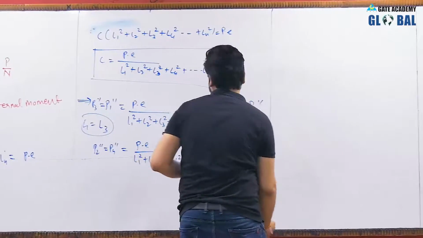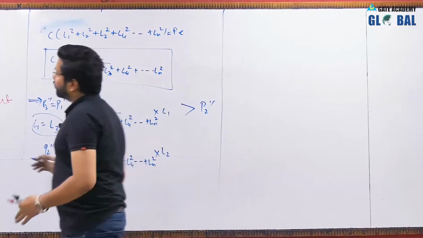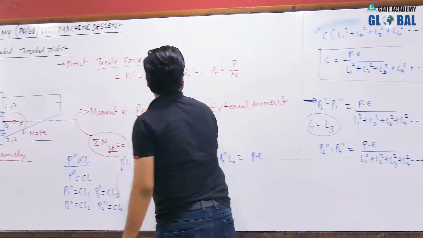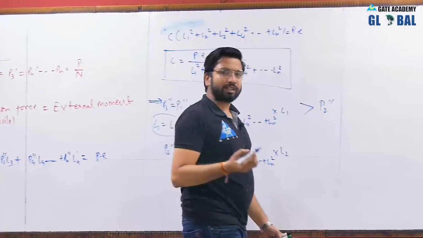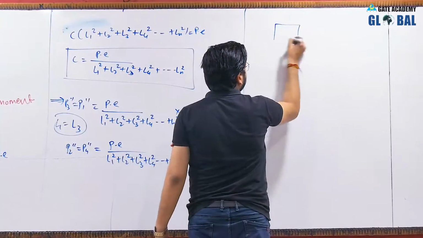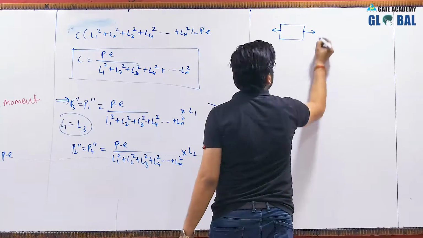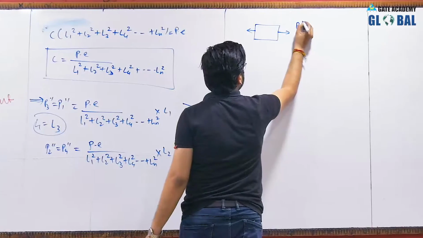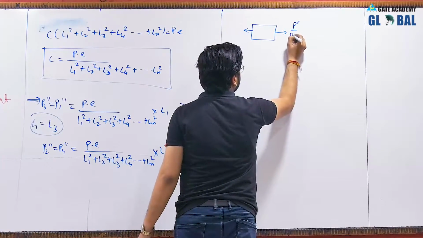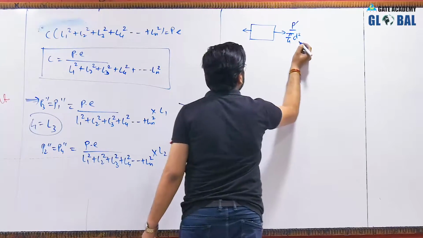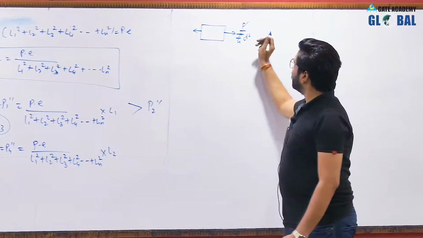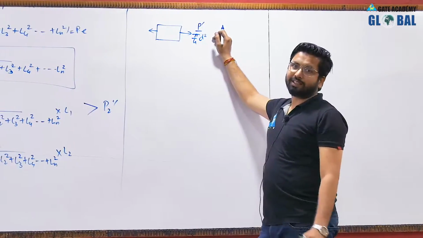Now both these loads are tensile loads or tensile forces, and both will cause a tensile stress in the bolt. So the stress due to the direct tensile force will be equal to P dash divided by pi by 4 d square. Here also we will consider the nominal diameter if nothing is given in the question.